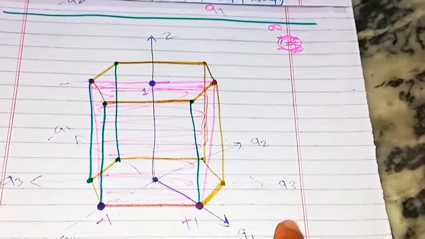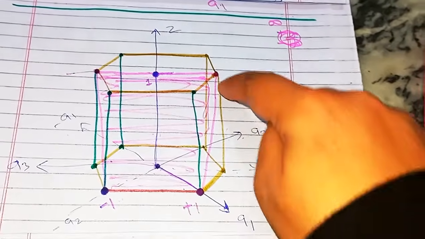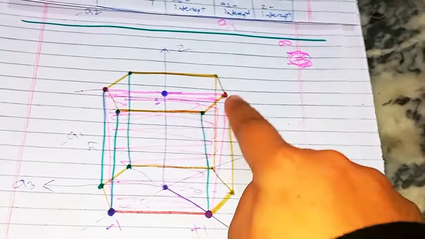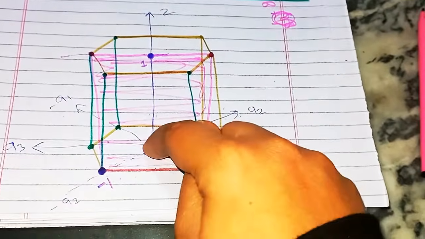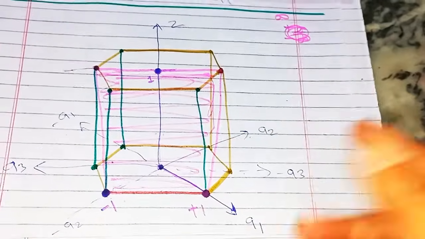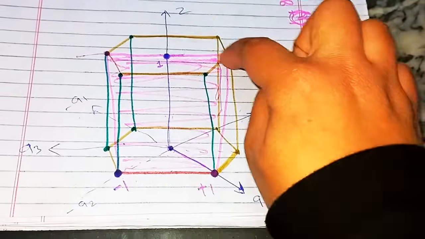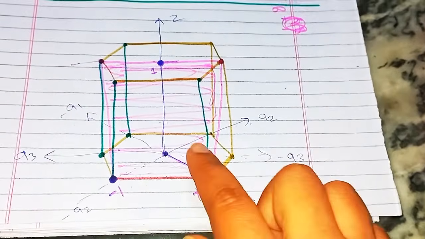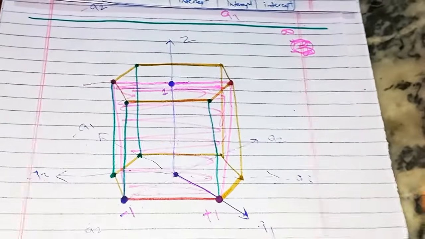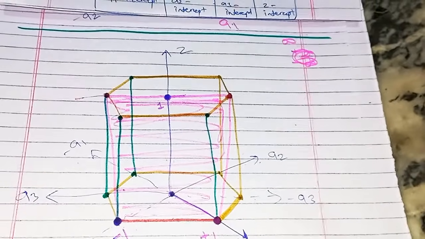Final figures are always obtained by joining the intercepts together. Don't confuse it with these motions, they are not part of the intercepts. As I told you earlier, these points matter, the ones that we get at the end. So we'll join them together and we get the final figure.